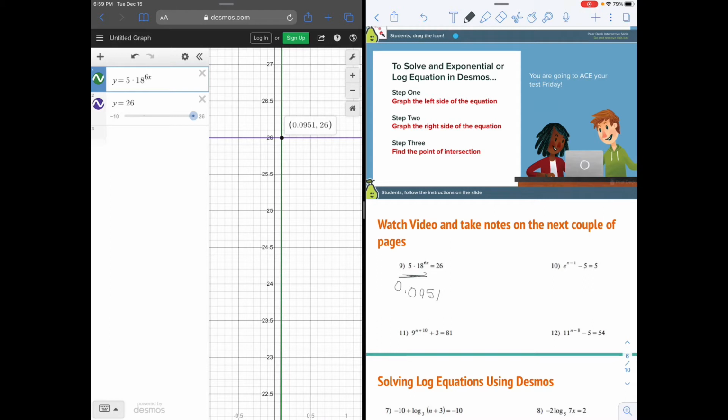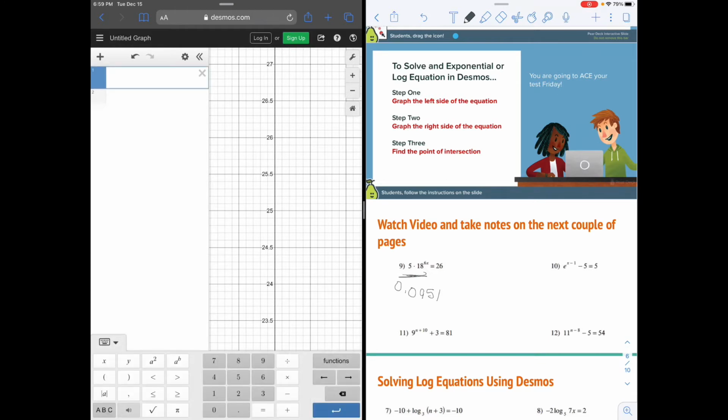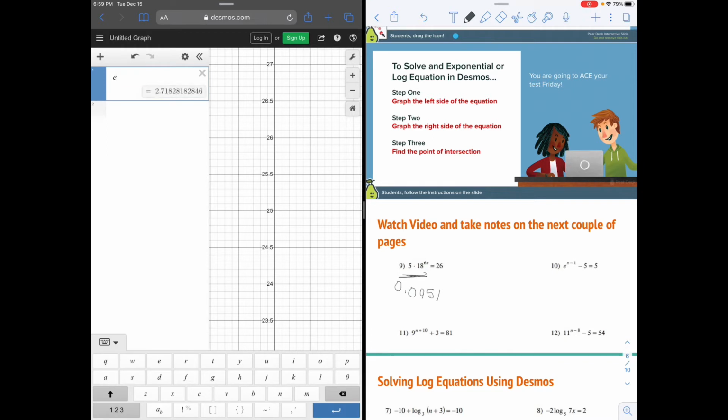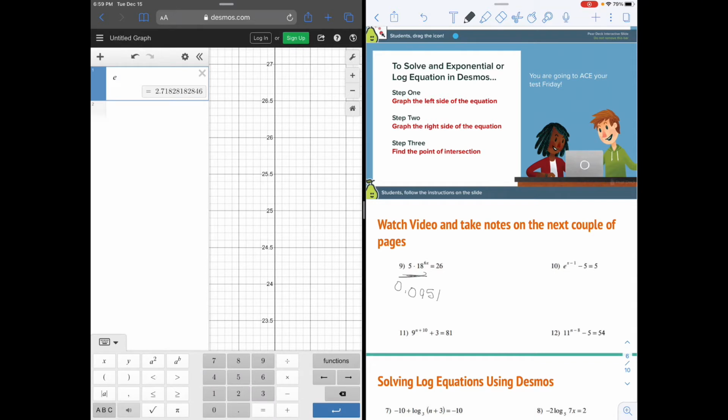Now to do e, we haven't really talked about e, but e is a special number like pi. And to find e on the calculator, we go to ABC and simply type e. And the calculator recognizes that it's 2.718. It's an irrational number like pi. All right, so to get that to a to the x, we go back to the numerical part, and we're going to hit a to the b. So we have e to the x minus 1.